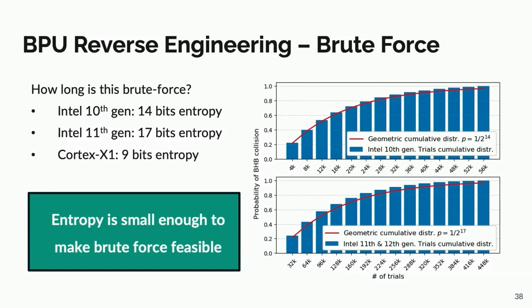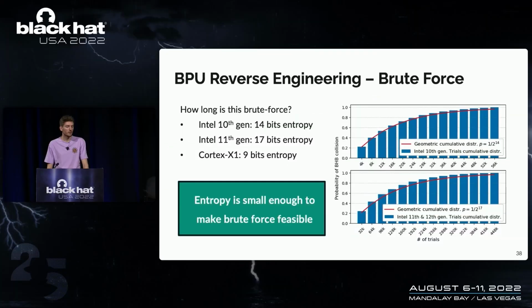Now you may ask, okay, brute force approach, easy, but probably it's going to be super slow, right? Well, not really. We were very lucky. It was very fast to perform the brute force approach. Just to give you some numbers, this is for the Intel 10th Gen. If you try 40,000 times, you are almost sure to find a colliding history to do the misprediction that you want. We also tried many other architectures, and as you can see, the entropy is very small. The maximum was 17 bits, which you can break in less than one minute, and a few seconds are usually enough.